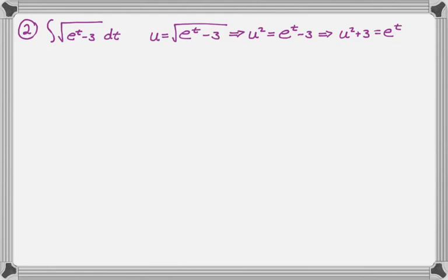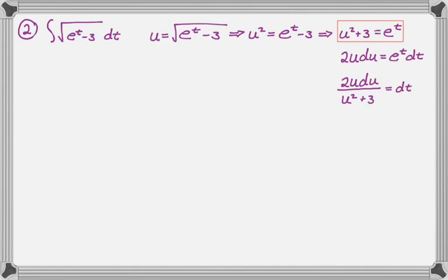I'm doing that because it's going to isolate the dt that I'm looking for. So I'm going to have that, and then 2u du is e to the t dt. And I know what e to the t is. e to the t is u squared plus 3. That's the thing in the box. So I can actually just say that 2u du over u squared plus 3 is equal to dt. And that's another thing that I'm going to substitute.